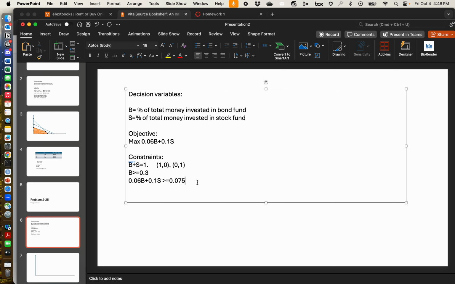Now this, of course, we need to find the endpoint. So if I plug in S equal to 0, I'll get B is 0.075 divided by 0.06.